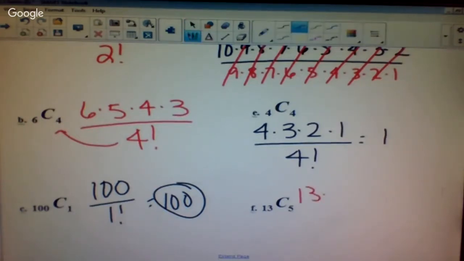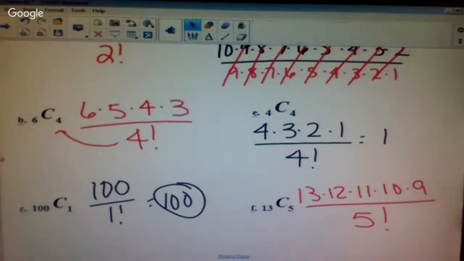13C5 as a permutation was 13 times 12 times 11 times 10 times 9. And this time we divide by 5 factorial. So you always divide by the amount of numbers that you multiply together.